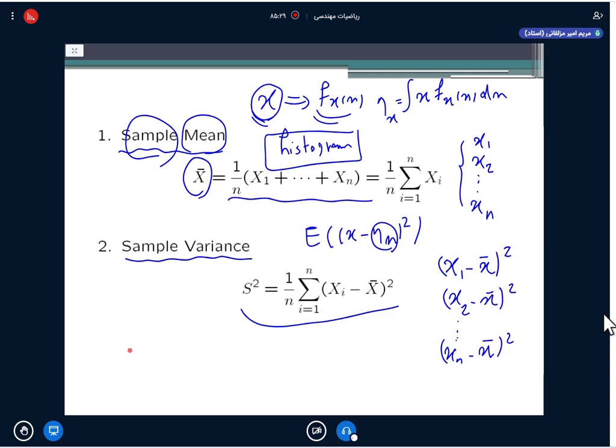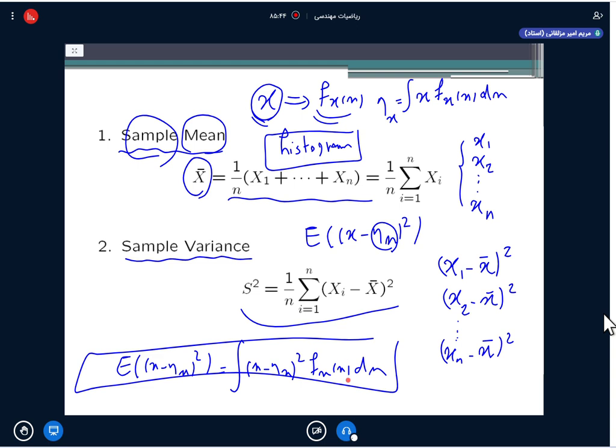The real variance, the exact variance, follows this formula and can be computed from this integration. But when we don't have the PDF and we have only the samples of random variables, we can compute the sample variance. In this slide, we discussed the sample mean and sample variance, that means the mean and the variance computed from the samples.